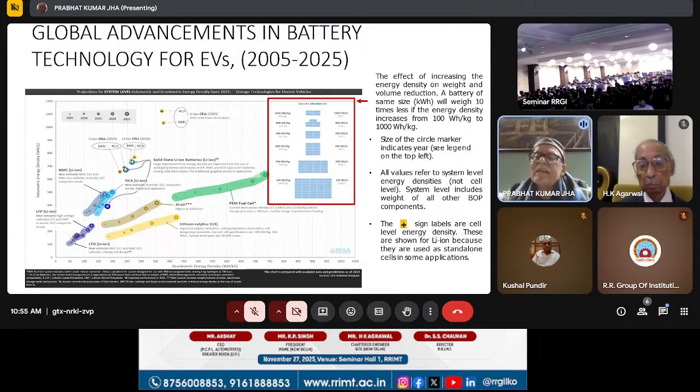The size of the circle marker indicates the legend on the top left. You will see that. All values refer to system level energy densities, not cell level. System level includes the weight of all other BOP components. The plus sign labels are cell level energy density. These are shown for lithium-ion because they are used as stand-alone cells in some applications.